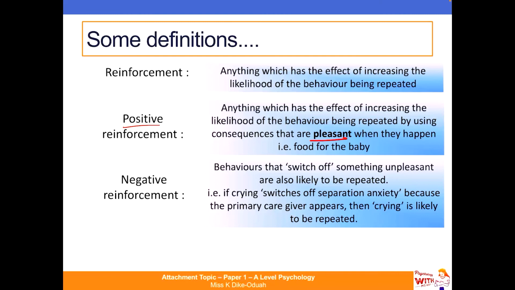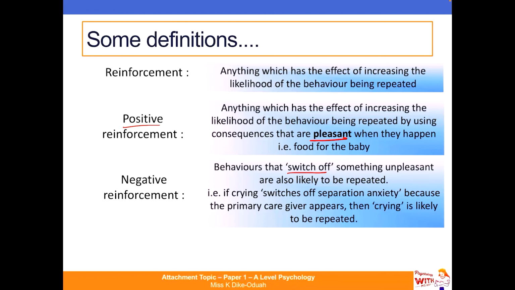But negative reinforcement, in contrast, and I really want you to pay attention to this because students often confuse negative reinforcement with punishment, and it's really not punishment. So I'll quickly read it. Negative reinforcement: these are behaviors that switch off something unpleasant, and they are also likely to be repeated. For example, if crying switches off separation anxiety because the primary caregiver appears, then crying is likely to be repeated. I'm just going to elaborate on that example in the context of attachment.